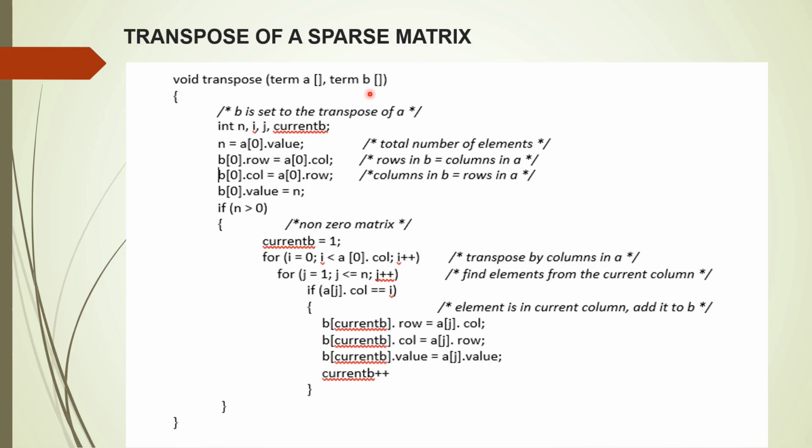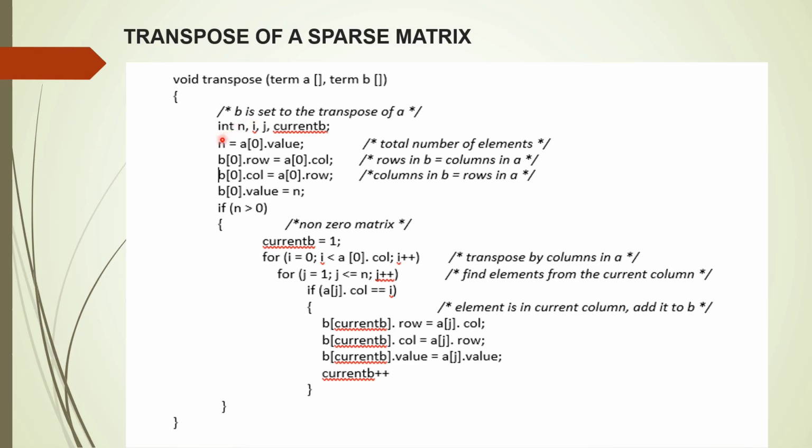This function will teach you how to get a transpose matrix from the given sparse matrix represented using the row column value method. This function is returning nothing. The name of the function is transpose, and it will take two parameters. One is the given sparse matrix represented in row column value method, and the other, B, is the resultant transposed matrix.